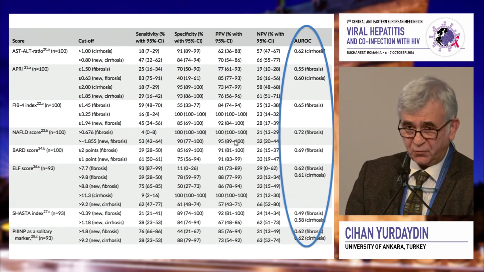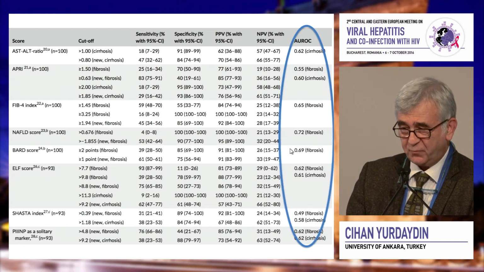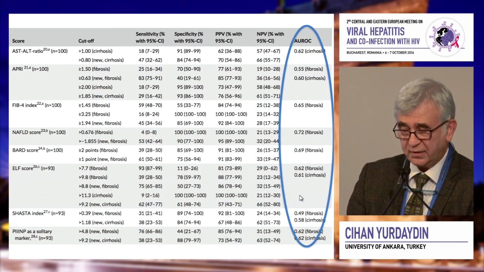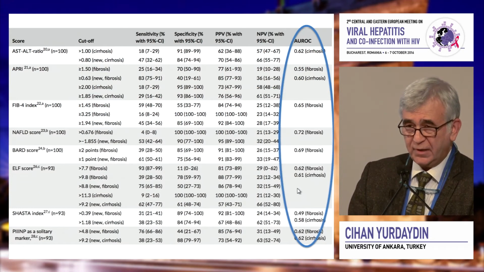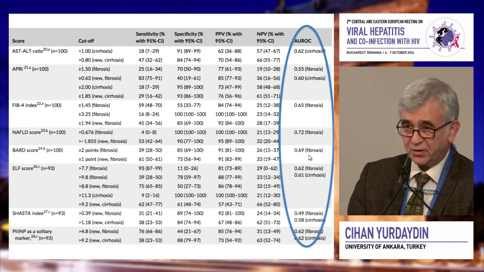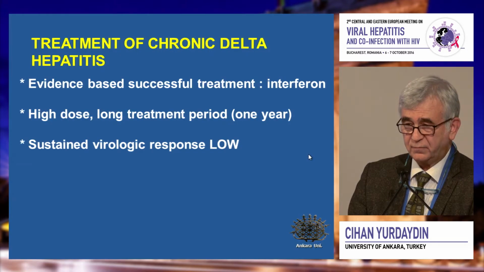There is another study from the US, from the NIH, which is not published yet, but will probably be published very soon, and they have shown similar results. Our experience in Ankara is more or less the same. We will send an abstract to EASL with FibroScan, and with FibroScan, the area under the curve is much better.